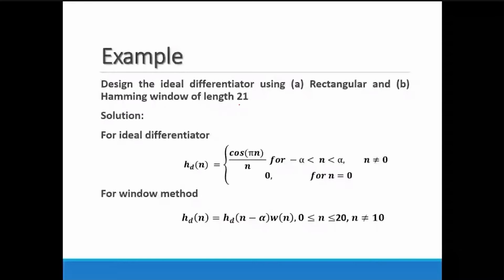So for the ideal differentiator, hd(n) is given as cos(pi n) divided by n, and the range of n is minus infinity to infinity, n is not equal to 0, and 0 for n equal to 0. And for the window function, just a second, let me correct this equation.